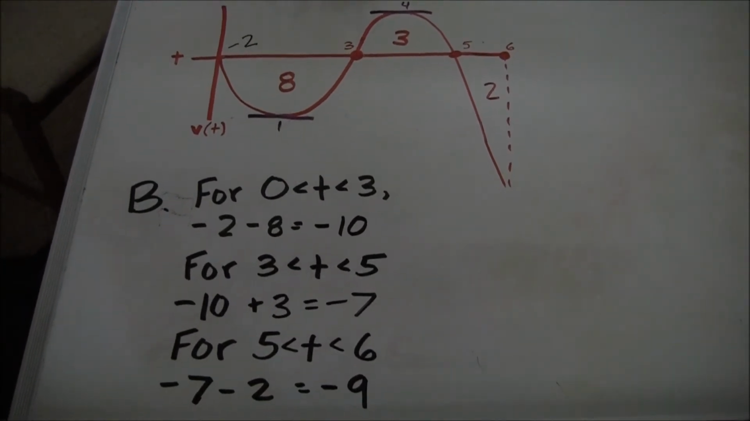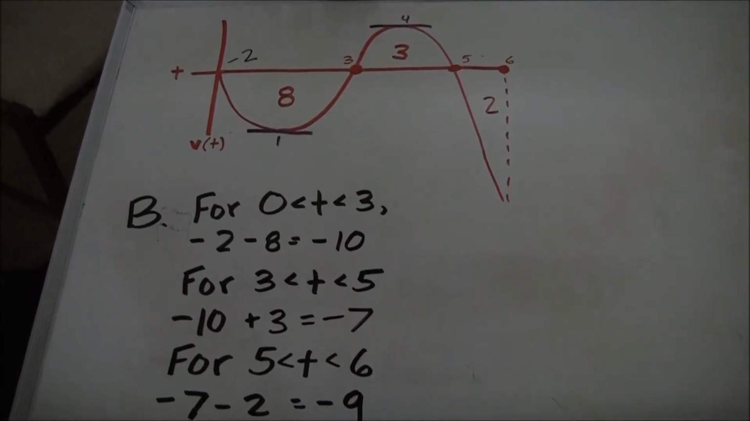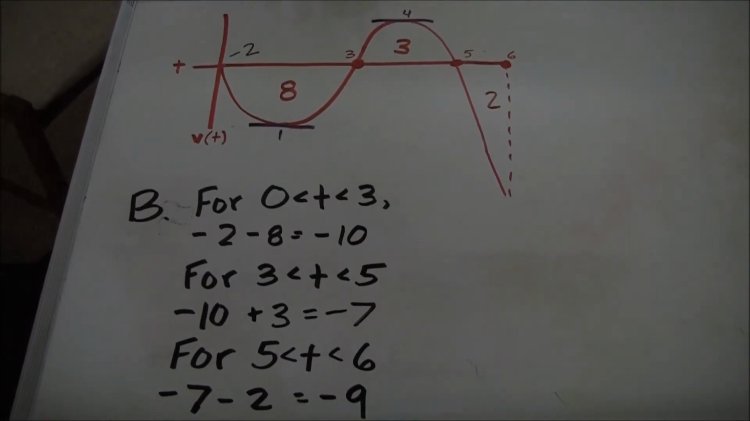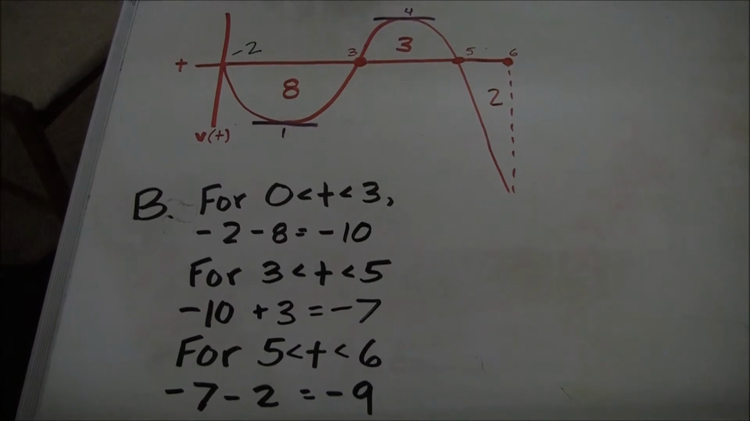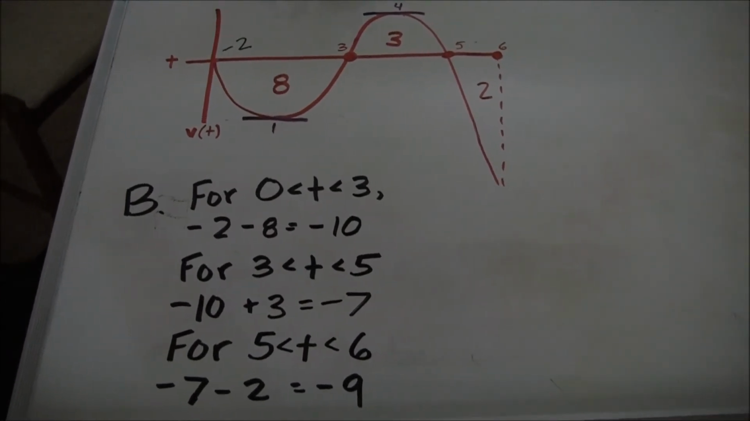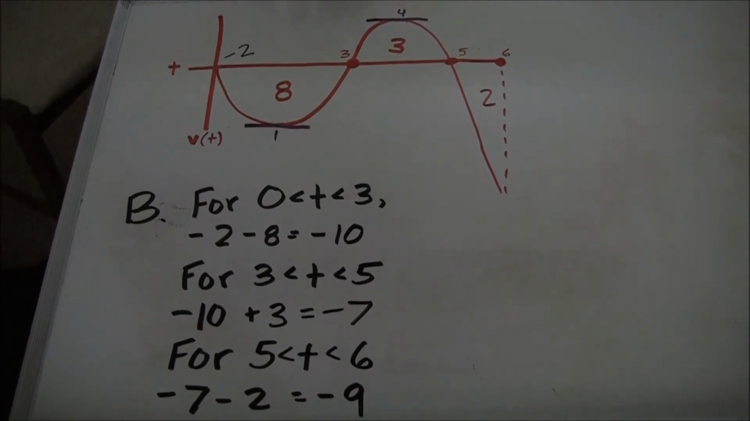This question is worth 3 points. The first point comes from finding the positions at t equals 3, t equals 5, and t equals 6. The second point is a description of the motion of the particle, and the third point is your conclusion for this question.